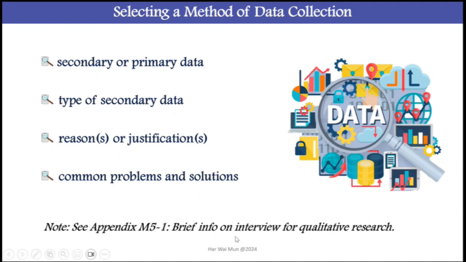So here we don't cover qualitative research, but appendix M5 means module 5. Appendix module 5 number 1, brief info on interview and qualitative research. You can have a view on that one.